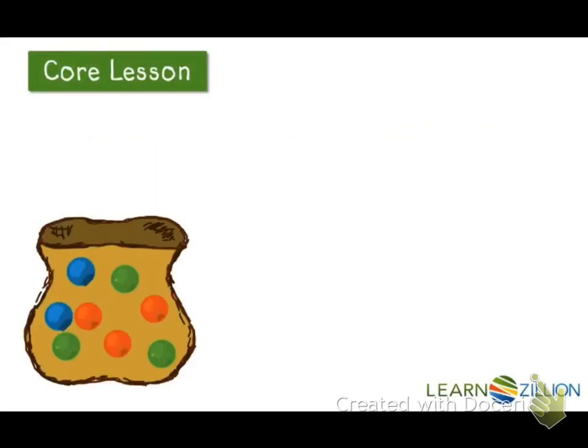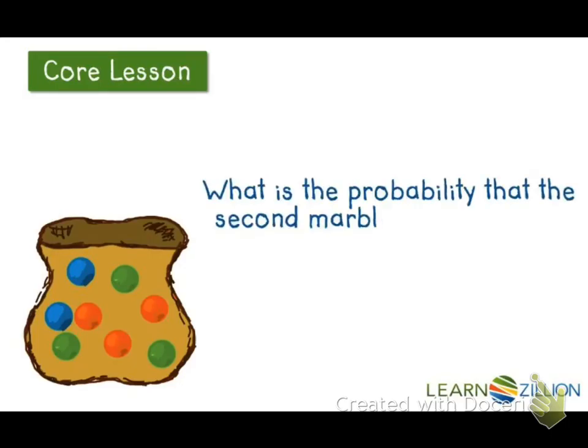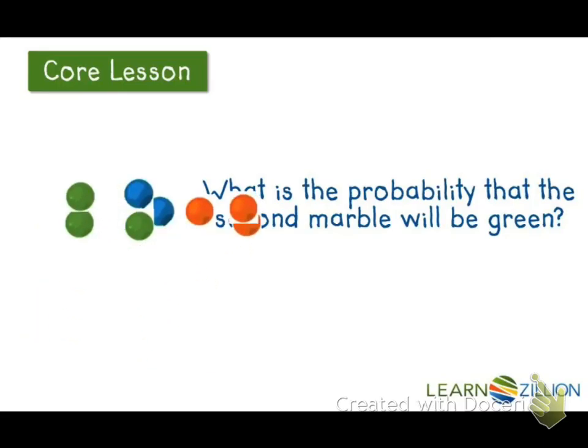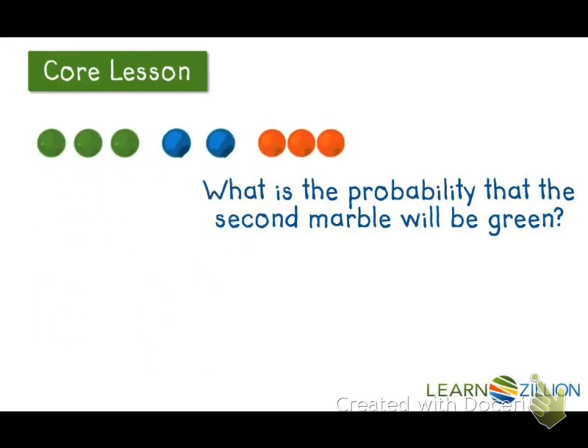Let's take a look at another example involving marbles in a bag. This bag has 2 blue marbles, 3 green, and 3 red. The question is asking us, what is the probability that the second marble will be green? And this would be an example of another dependent event, because unless this problem specifically tells us that the marble was put back, then we need to know what the first marble picked was. It's dependent on the first event.